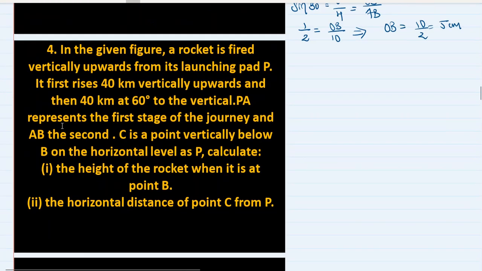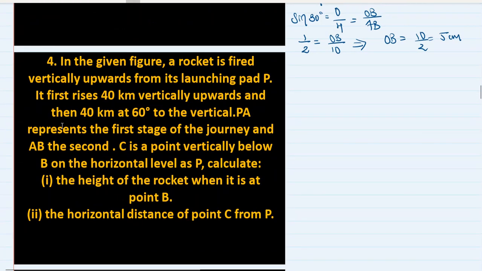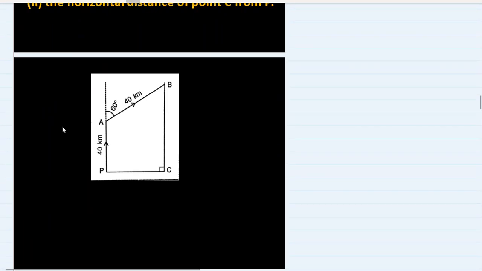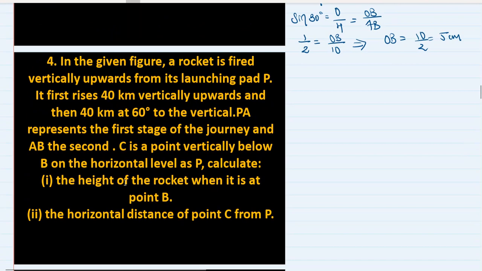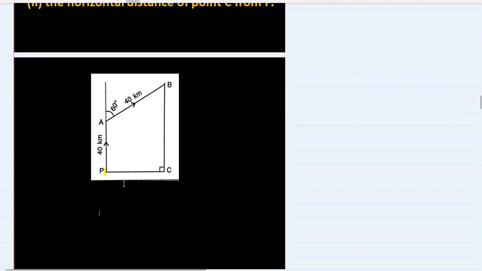And that's a diagram for it. In the given figure, a rocket is fired vertically upward from its launching pad P. So this is the launching pad from which the rocket is fired vertically upward in the direction PA. It first rises 40 km vertically upward and then 40 km at 60 degrees to the vertical PA.